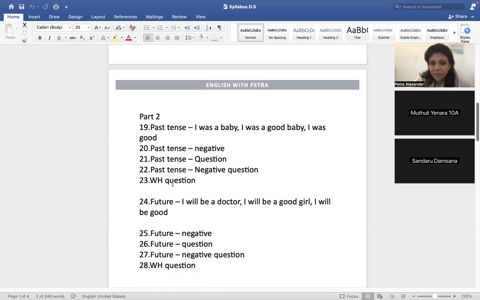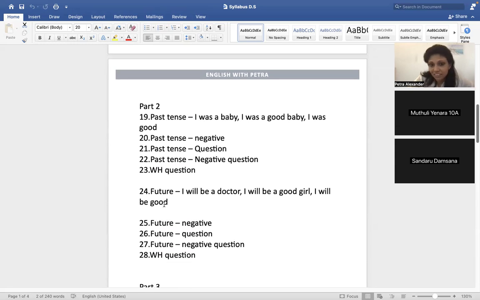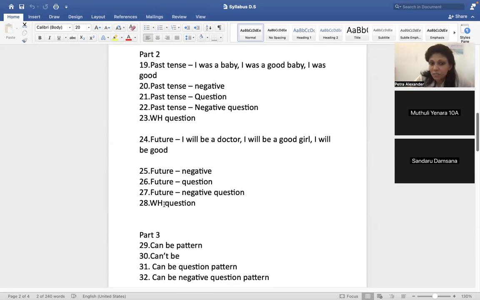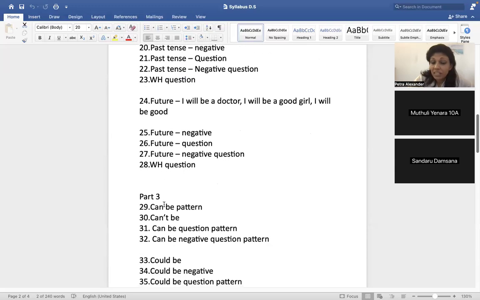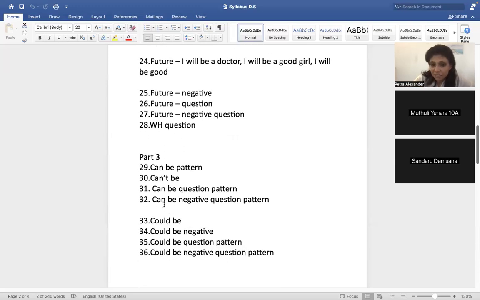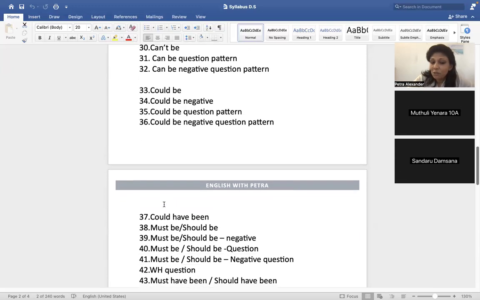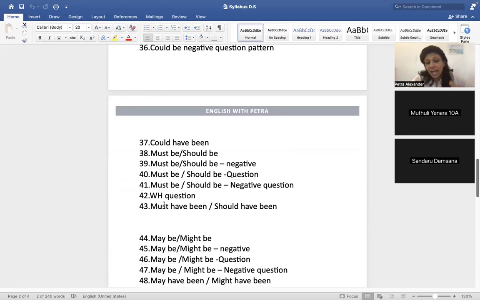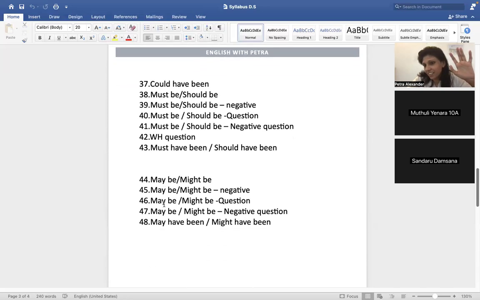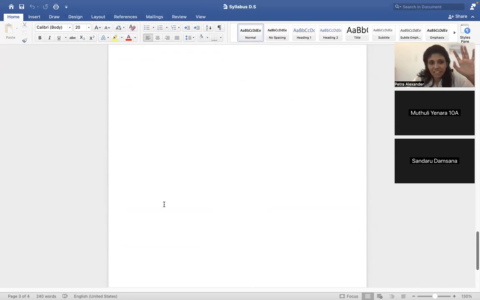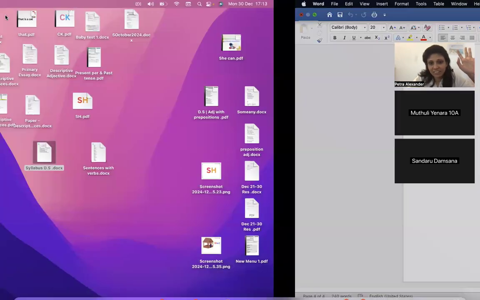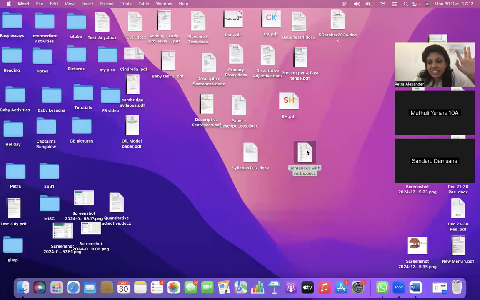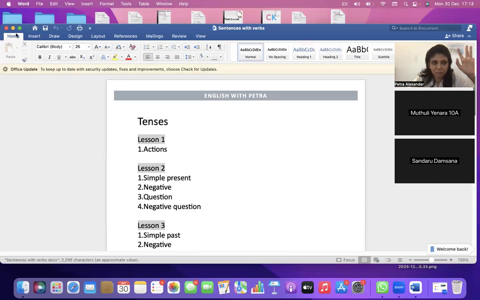Then part two, past tense. These things you already know. Future, future negative, future question. Then comes part three, can be, can't be, could be, how to use must be, right? She must be beautiful. Right. Maybe like that. Next one, sentences with verbs.